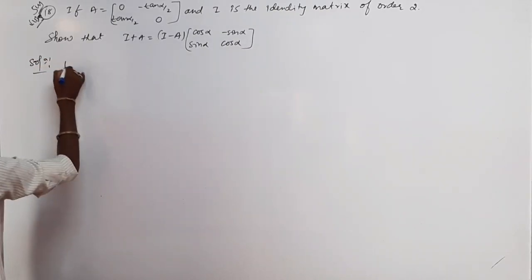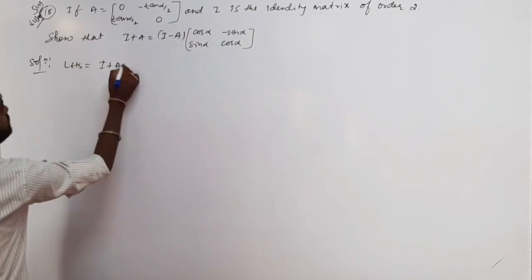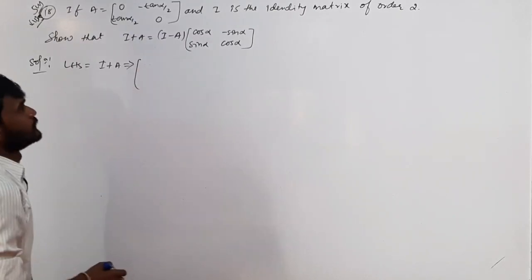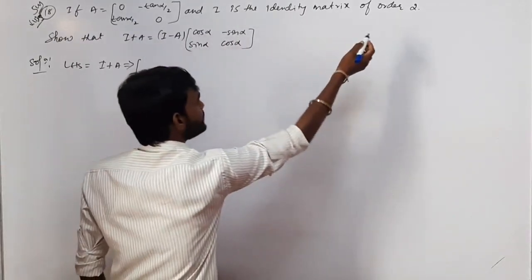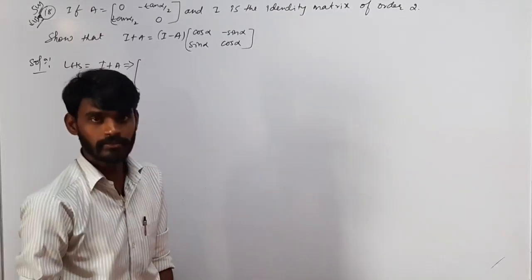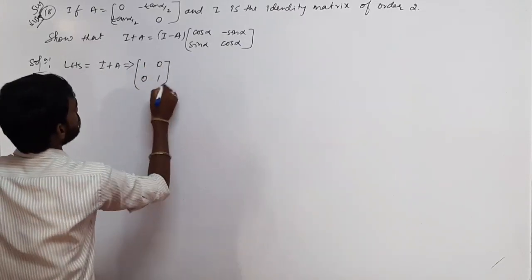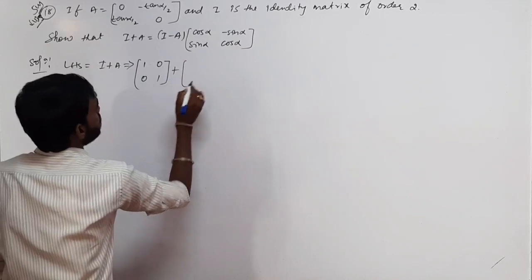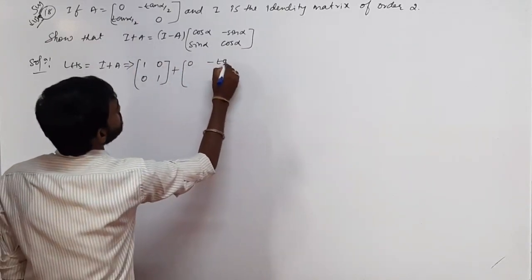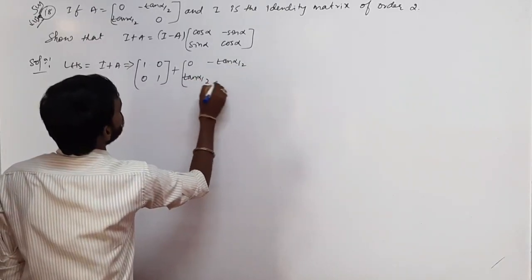So take LHS. LHS is equal to I plus A. Now I is an identity matrix whose order is 2. You know that the identity matrix has diagonal elements 1 and the other elements 0, so it is [1, 0; 0, 1]. Plus the A matrix, which is already given: [0, minus tan alpha by 2; tan alpha by 2, 0].